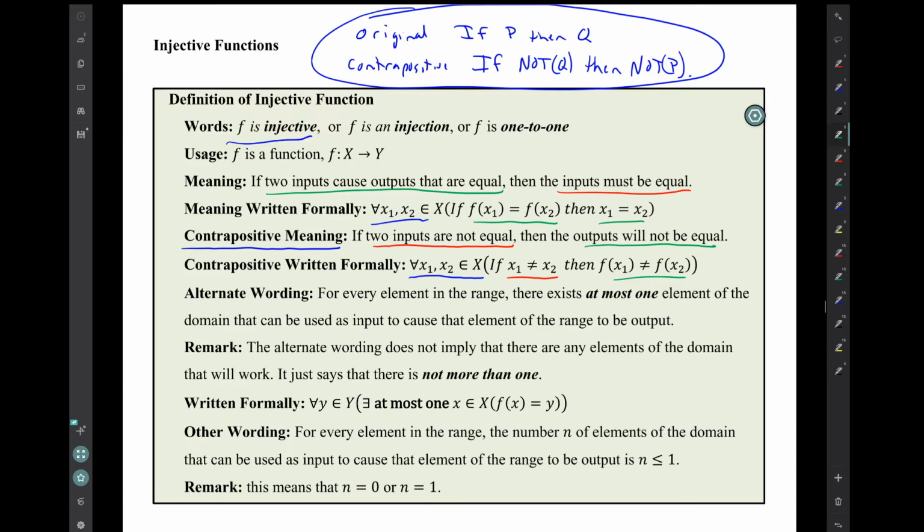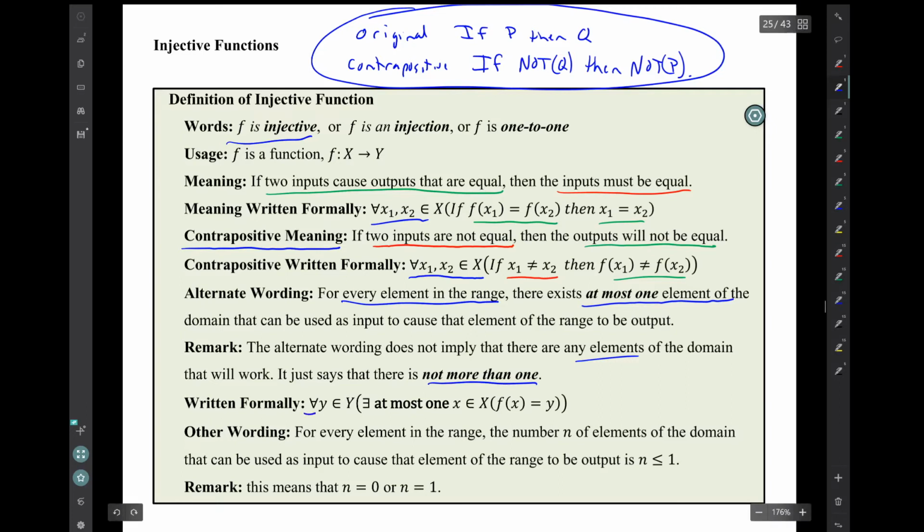Another wording of the injective function definition is this. For every element in the range, there exists at most one element of the domain that can be used as input to cause that element of the range to be output. This alternate wording does not imply that there are any elements that will work. It just says that there cannot be more than one. Writing formally, we could write this.